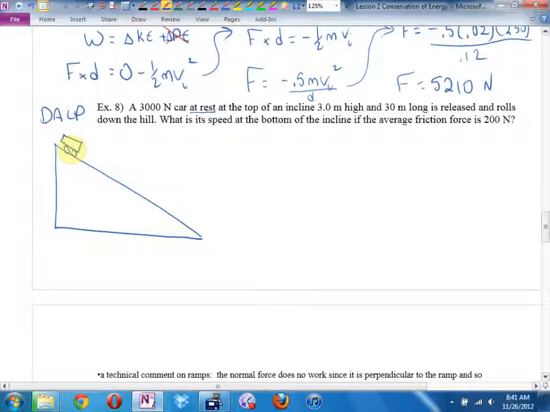Am I going to include heat this time? Well, I do notice they're talking about friction force. So I think what I'm going to say is this: kinetic energy initial plus potential energy initial equals kinetic energy final plus potential energy final plus heat.